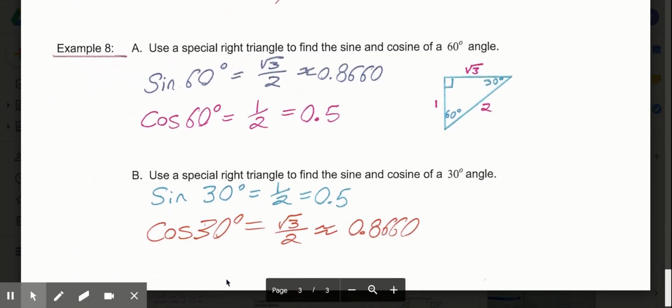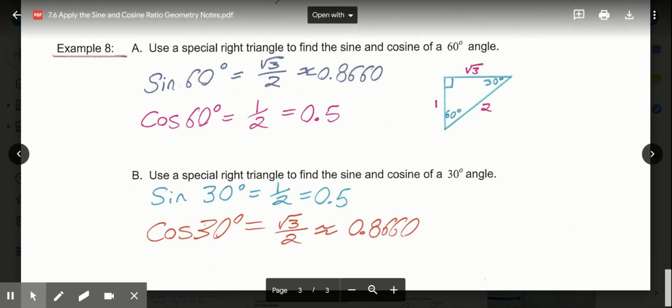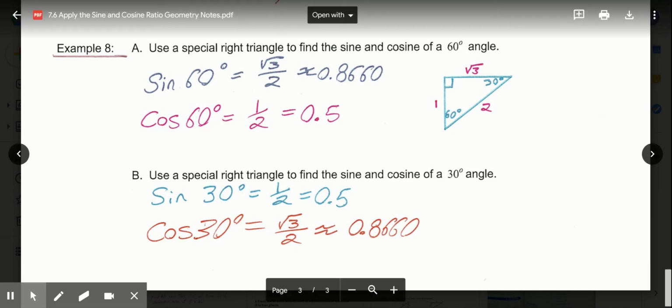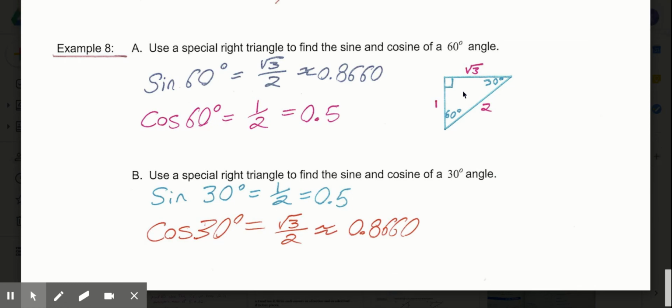Then our final example, dealing with special right triangles, which again becomes more important in Algebra 2 when you'll work with things known as a unit circle. But the idea here behind these ratios, using a special right triangle to find the sine and cosine of a 60-degree angle, and then in part B, we'll be doing that for a 30-degree angle. So I used a 30, 60, 90 triangle, obviously, because of 60 and 30-degree angles, and we have to use a right triangle.